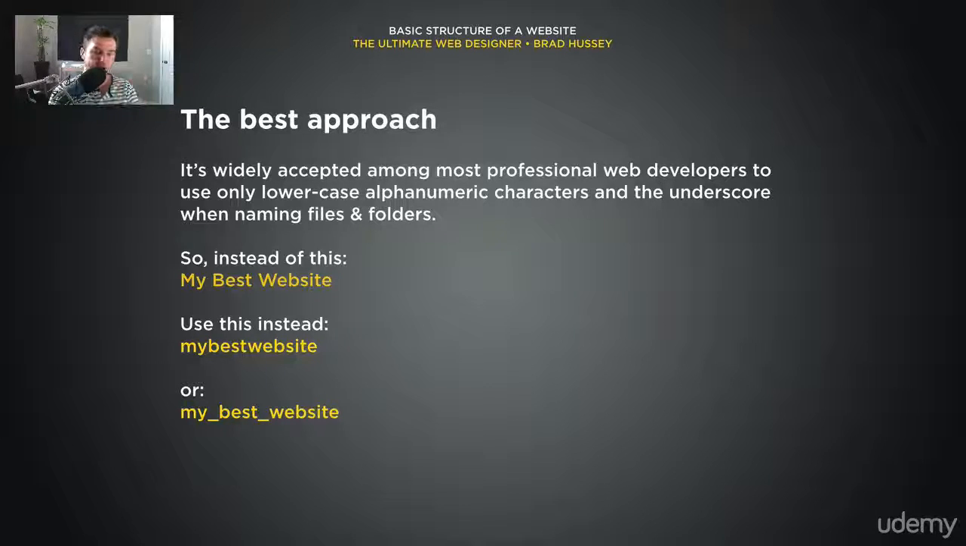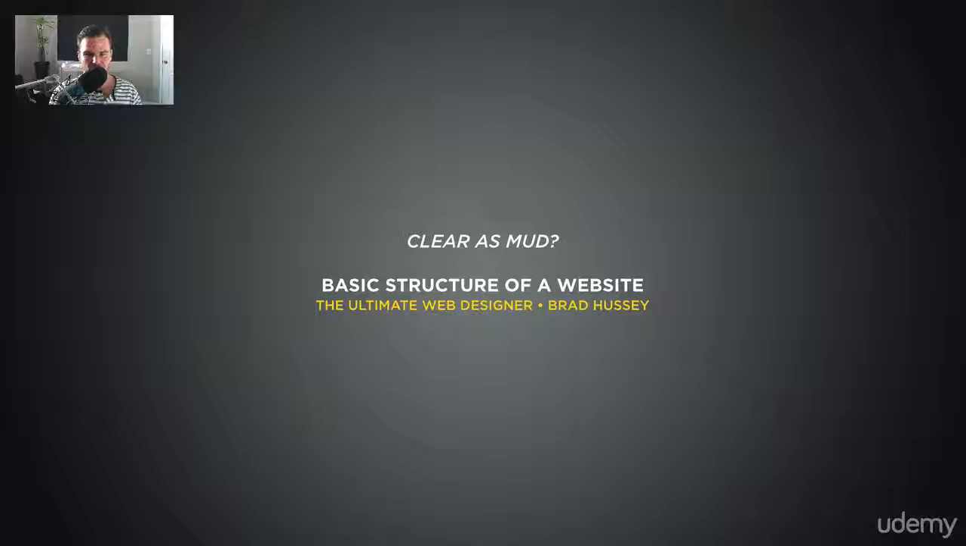So instead of this, "My Best Website" with a capital at the front of each first letter and spaces, like normal English, you want to use something like this instead: mybestwebsite, all lowercase, no spaces, or my_best_website, no capitals and underscores in replacement of the spaces. Hopefully that makes sense. Hopefully that was clear as mud, because we're moving on.